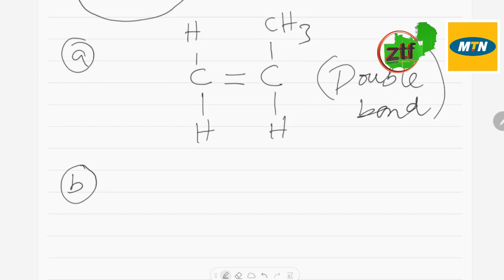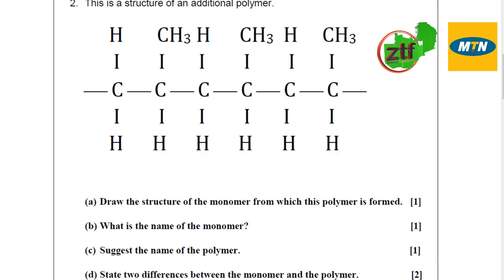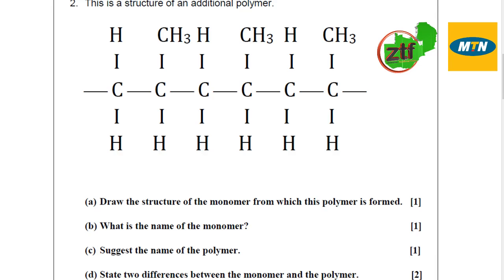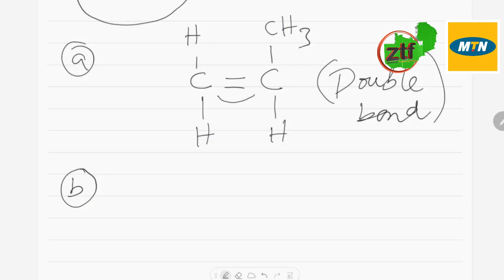The question reads, what is the name of the monomer? So, the name of the monomer, we recognize that there is a double bond on this monomer. It being a double bond, it means it is an alkene. So we should also know how many carbon atoms are present. Let's count them. 1, 2, 3. So since there are 3, this becomes a prop.